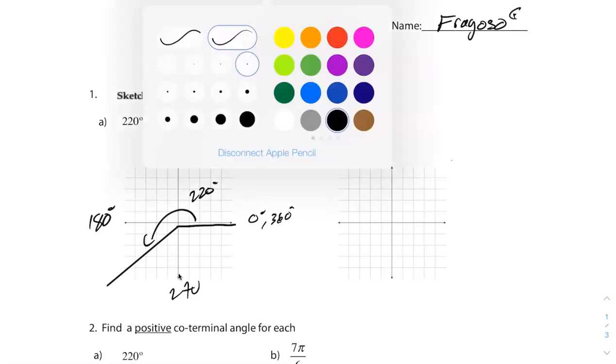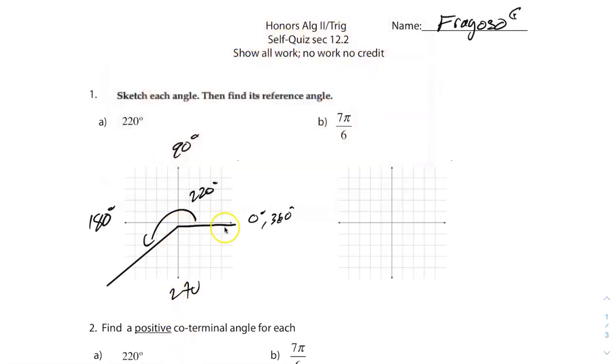I want the reference angle. Now again, some people give me this thing. That is wrong. You want the acute angle between the two. So right there. Is this 220? 220 minus 180 gives me 40 degrees.